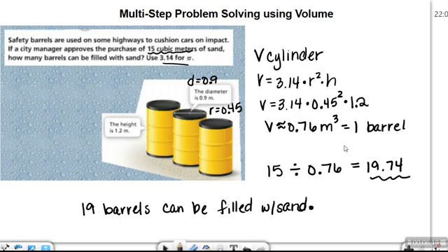And that's kind of how you solve. So you're finding volume of something, but then you have to answer a question with the second step. So in this case, we had to divide to see how many we could fill up. Okay?